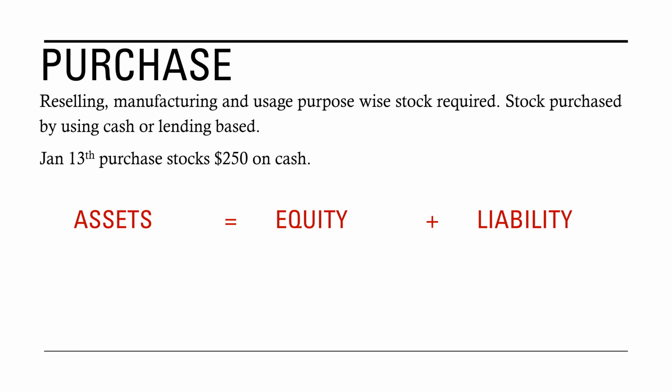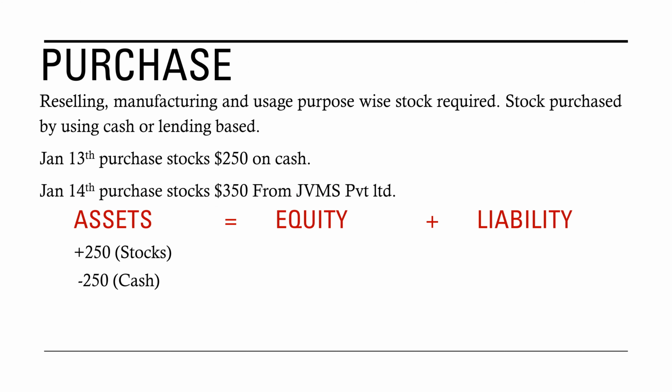We need to pay for the stock purchase, so we need to identify what the source of payment is. According to that transaction, it is cash. Cash is declined by 250, the same amount as the purchase value. It's noted as 250 stock increase and 250 cash decline. The next one is credit-based.